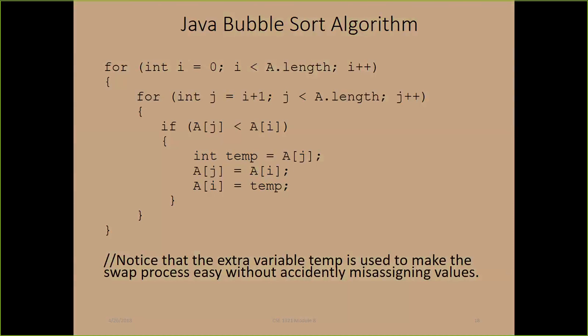Most pseudocode will say less than or equal, but program code will say less than. Then for integer j equals i plus 1, that means j starts from the next element. If a[j], the second element, is less than the first element, then it is a swap. Otherwise, it does not swap.